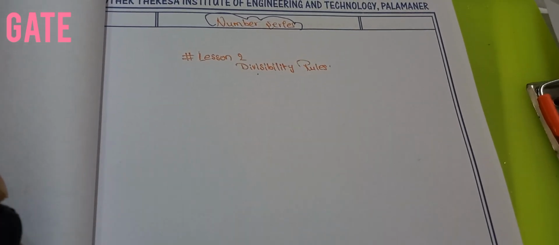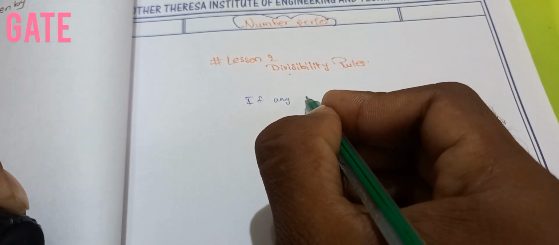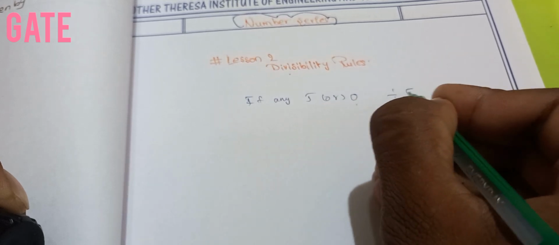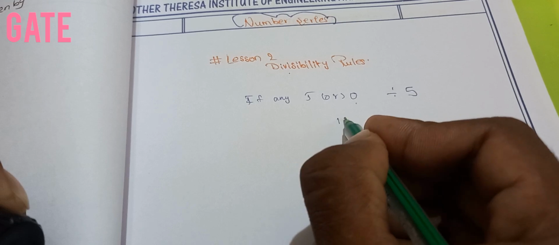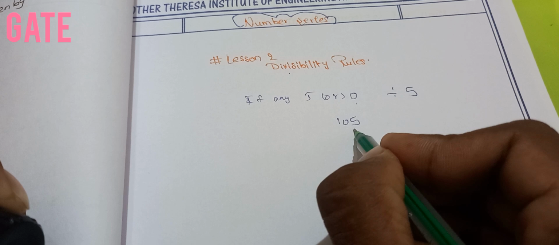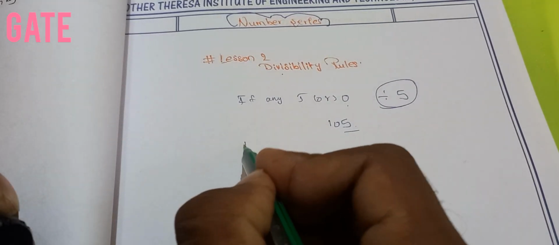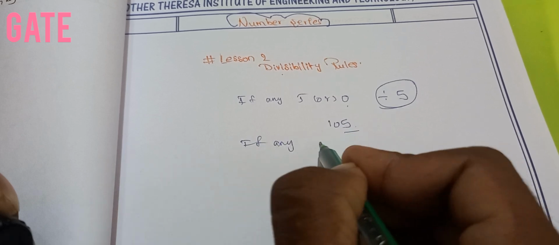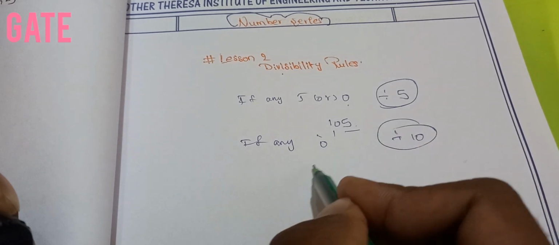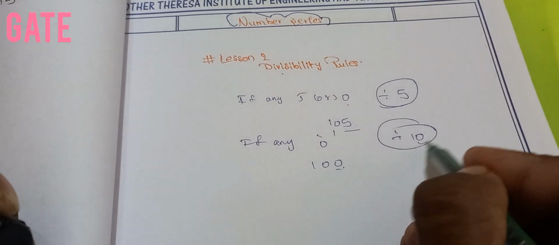Now, if the last digit of any number contains 5 or 0, then it is divisible by 5. For example, consider 105. In the last place it contains 5, so it is divisible by 5. Similarly, if the last digit contains 0, then it is divisible by 10. For example, consider 100. It contains 0, so it is divisible by 10.